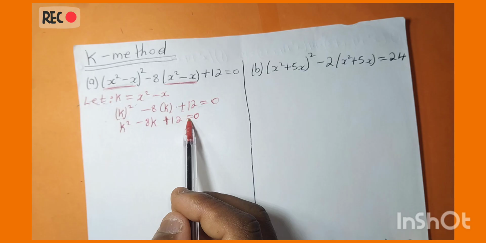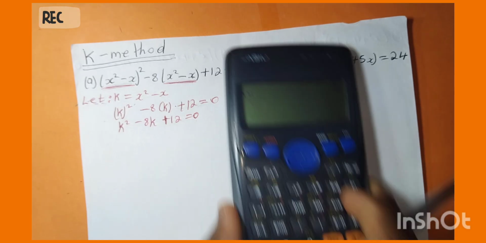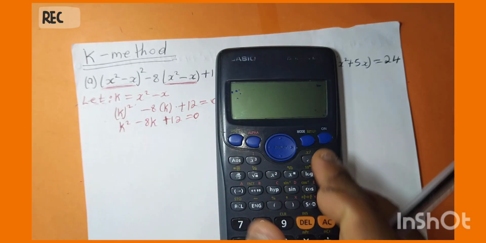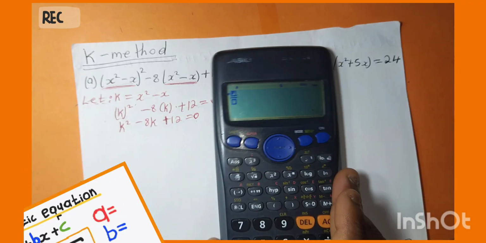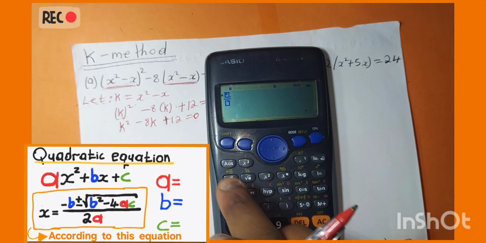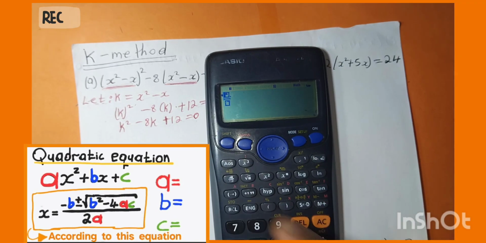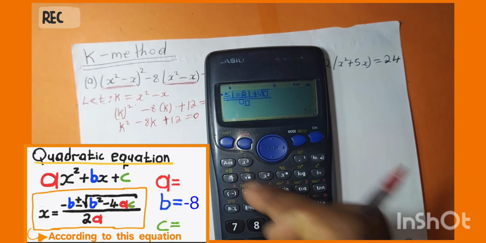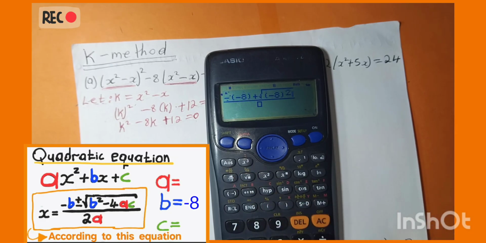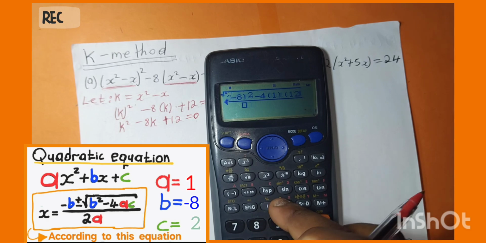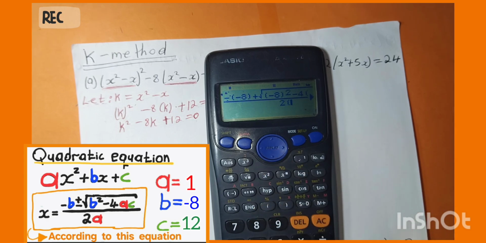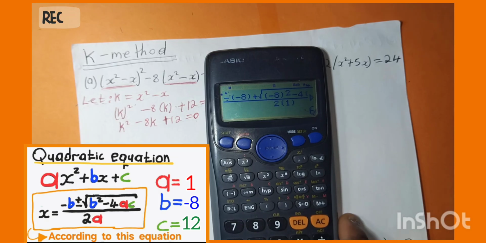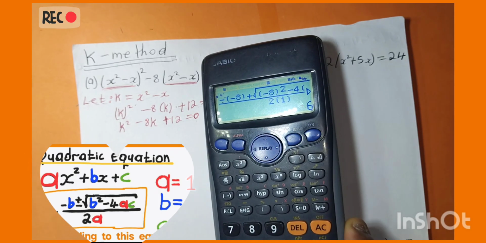So again, as you can see, this thing is a quadratic equation. Just apply the quadratic formula, which gives minus minus 8, plus or minus the square root of minus 8 squared, minus 4 times 1 times 12, divided by this. Yeah, so this is what I get.